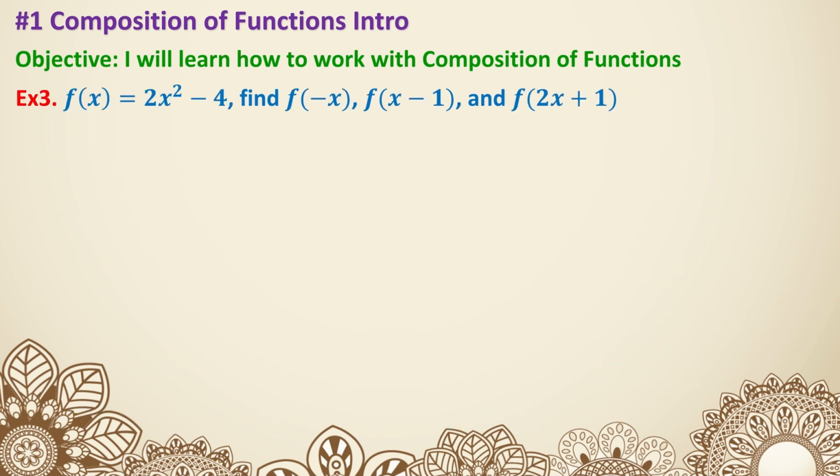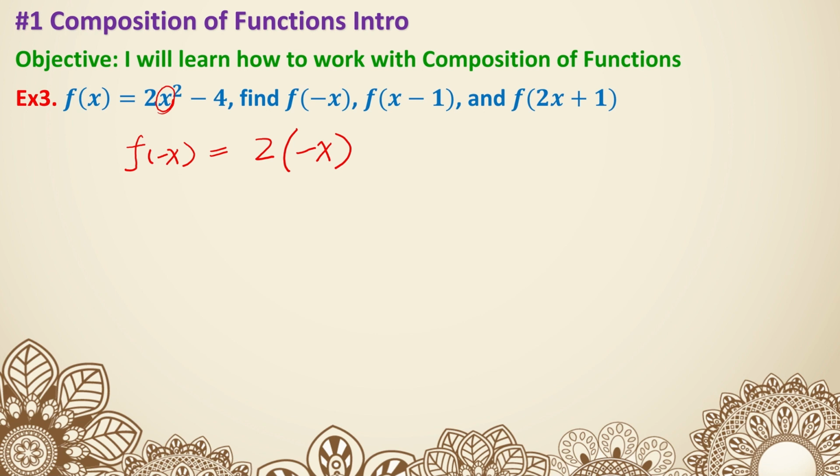Moving on, example 3. So first, f of negative x. Inside the original function, x is right here. So we're just going to be replacing that with negative x. Everything else stays. So it's 2, then replace the x with negative x. One thing again, whenever you're substituting, just like when you were doing the system of equations, make sure you put it inside parentheses.